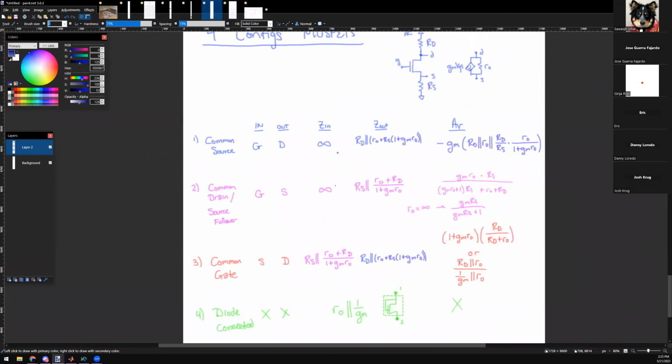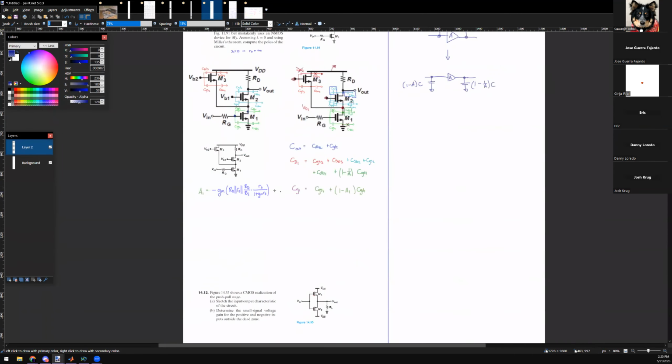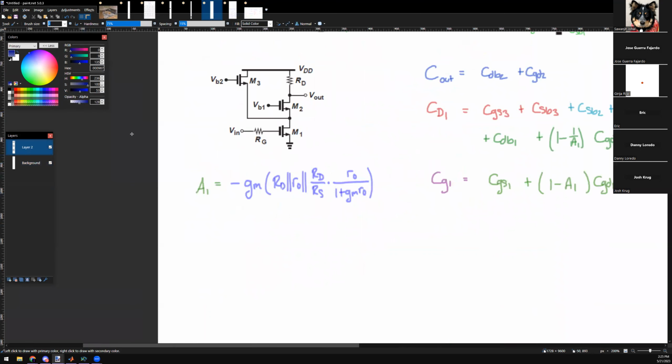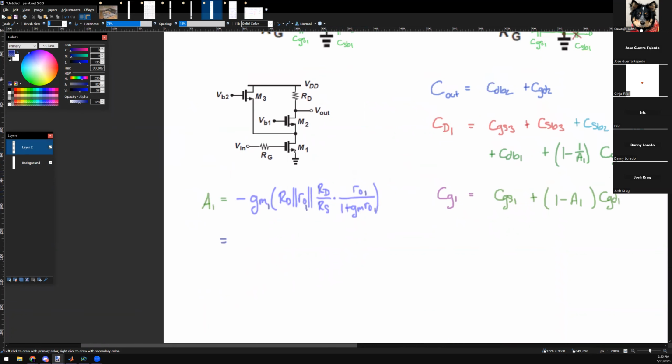All right, we're going back to the problem. If I'm going to keep to this form, this is GM1, RO1, RO1, RO1, and there's no RS. RS is 0. So this is negative GM1 times RD1, which is the drain looking up, in parallel with infinity, and divide by RS. RS is 0, so this is divided by 0, so all this goes out. So you have GM RD, where this goes to infinity and this goes to infinity.